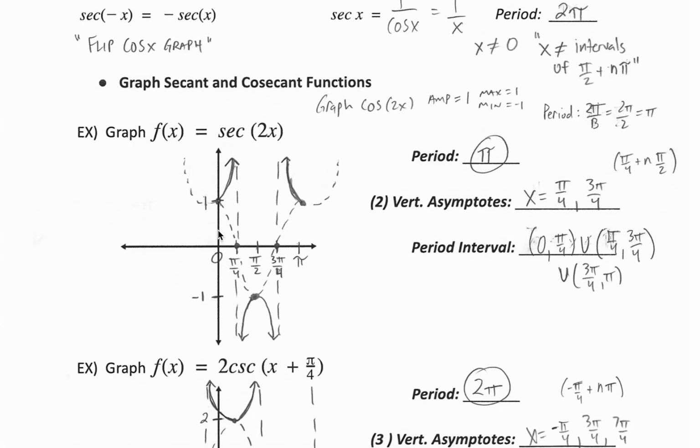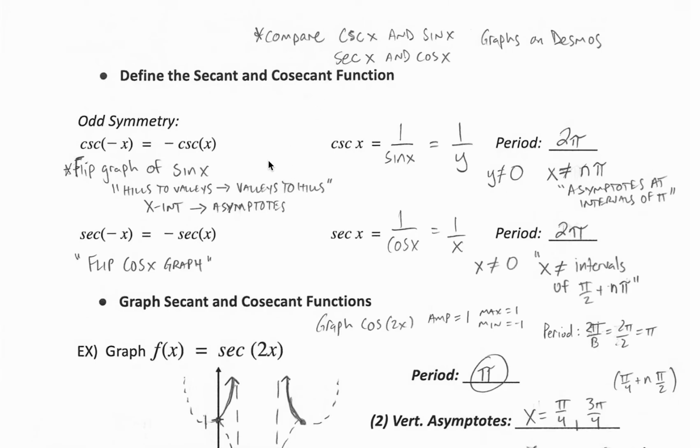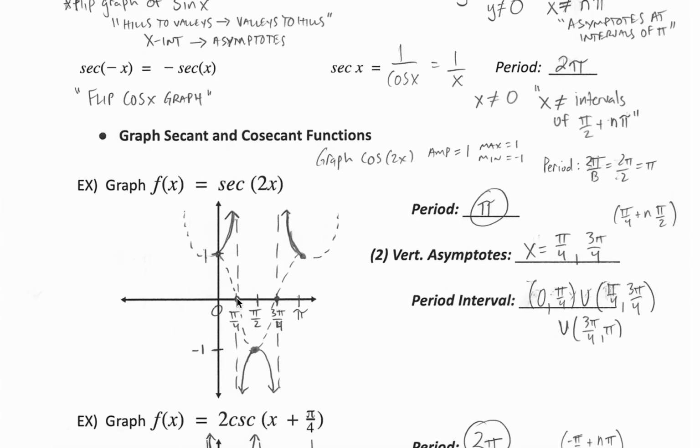We can plot cosine by starting at the maximum value, going to that midline in between our max and our min, next down to the minimum, back up to the midline, and back up to the maximum. So from there, hopefully when you were comparing some graphs up here, you were noticing that the x-intercepts of sine and cosine are turning into asymptotes for cosecant and secant. So where we see x-intercepts here in our cosine graph, I'm going to put my asymptotes at those points.